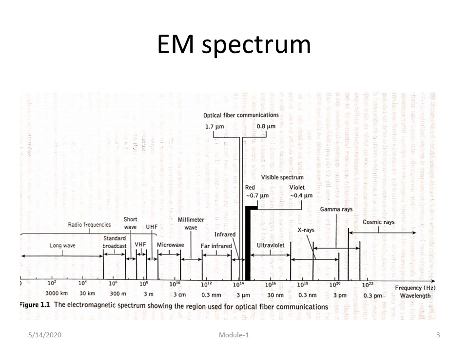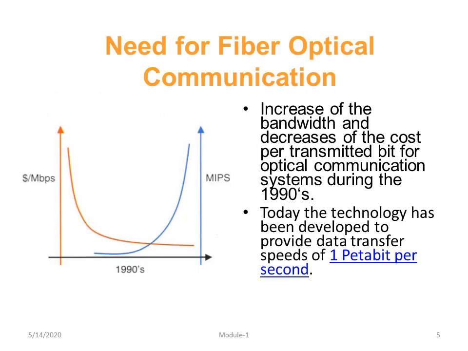So because of this carrier frequency, the usage of bandwidth for optical fiber communication is very high, so that more information can be transmitted through these optical fibers. That is the main advantage of optical fiber communication. Today the technology has been developed to provide data transfer speeds of 1 petabit per second. Because of the bandwidth, the transmission capacity has increased to 1 petabit per second. So that is the need for optical fiber.